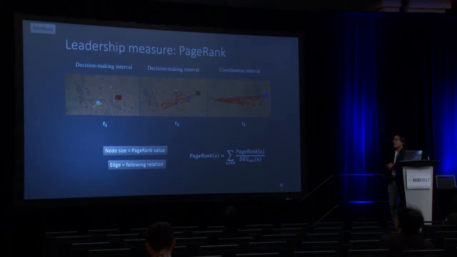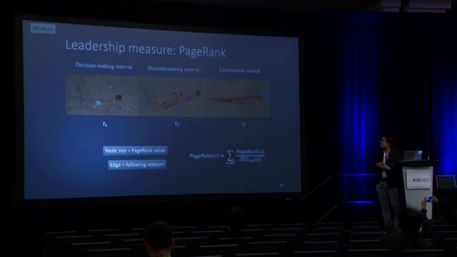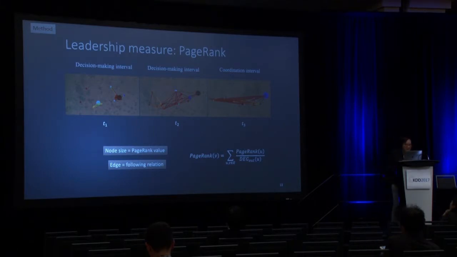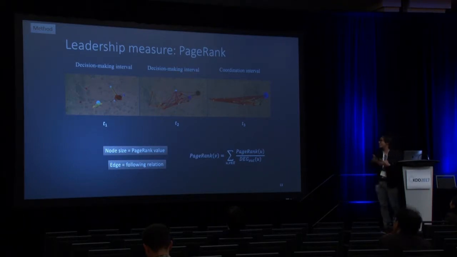So how can we rank who is the leader? We use PageRank. Here is an example of 3 time steps, T1, T2, and T3, of the real baboon following network. The node size represents the value of the PageRank. The S represents the following relation. At times T1 and T2, it is the decision-making interval. The black node is a leader who initiates the movement. This black node encourages everyone to move.